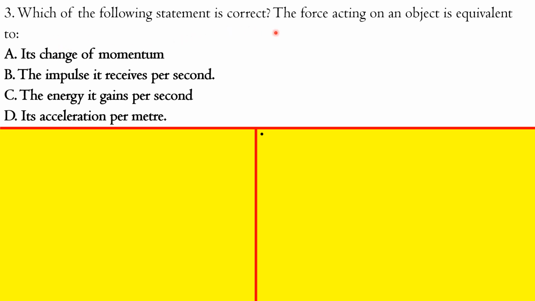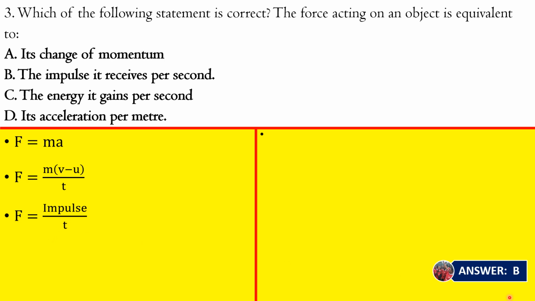Which of the following statements is correct? The first action on an object is equivalent to, okay, so F is basically ma, right, from Newton's second law. But a is the time rate of change of velocity. So you realize that this change in velocity multiplied by mass here is our impulse, or change in momentum. So our answer is already B, because B says the impulse it receives per second. So change in momentum per second, that's impulse per second. So that's our force, right? Good.